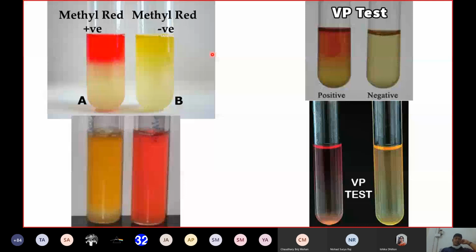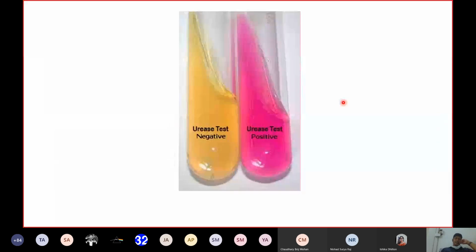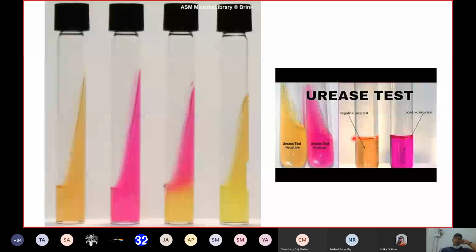This is the citrate. Unused will be greenish in color, but after culture, if it is negative, there will be no change. If it is positive, there will be change to blue. This is the urease test. If it is negative or unused, it will be yellowish in color, while if it is used and some bacteria is producing urease, then it will be pinkish in color. This is the same thing, urease test. Sometimes the slant may not be there. It may be without slant. This is the urease test.